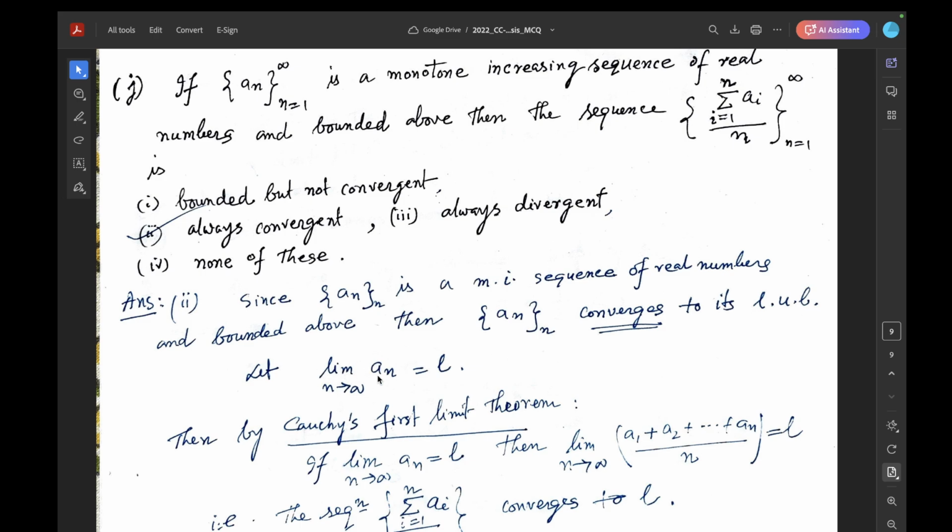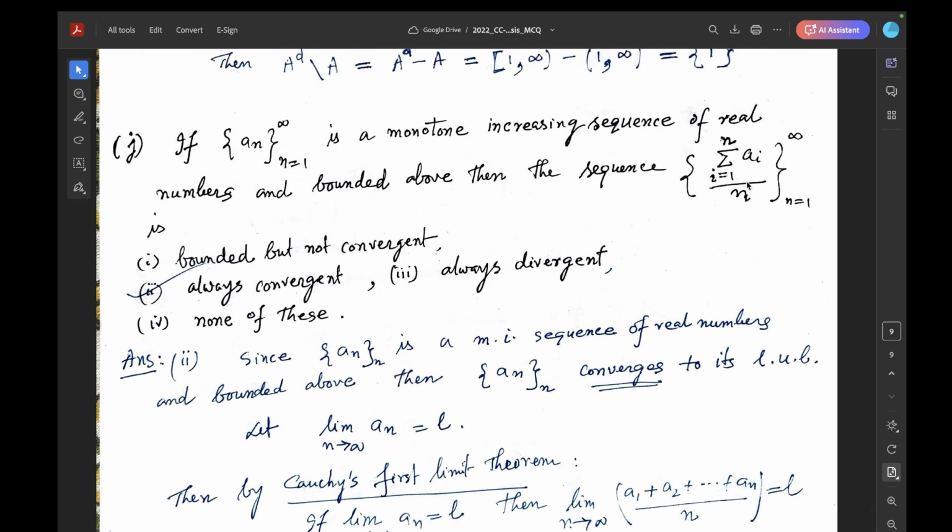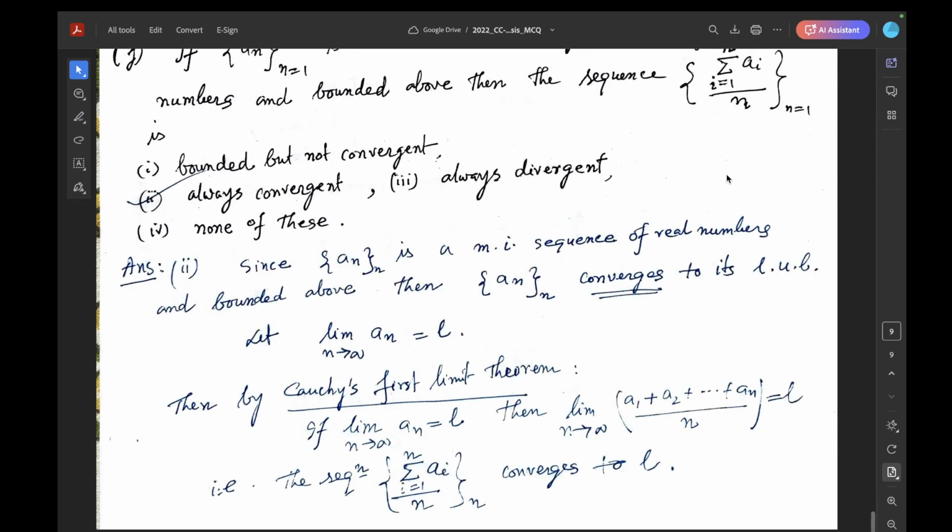Let this limit be L, the limit of an as n tends to infinity equal to L. Then by Cauchy's first limit theorem, if the limit of an is L, then the limit of a1 plus a2 plus up to an, whole divided by n, is equal to L. This sum can be represented by the summation of ai from i equal to 1 to n, divided by n. So this sequence converges to the same limit L, so it is always convergent by Cauchy's first limit theorem.